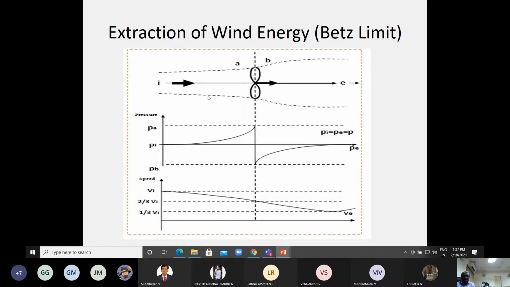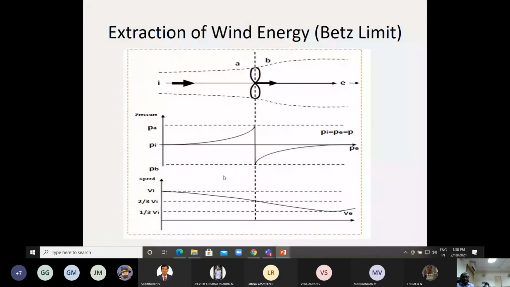So we split it into two parts, left side and right side. What is the pressure and velocity before the rotor, and what is the pressure and velocity after the rotor? This is called the rotor. On the rotor, just before it, what is the air pressure and air velocity? And just after the rotor, what is the air velocity? You can see the derivation here.